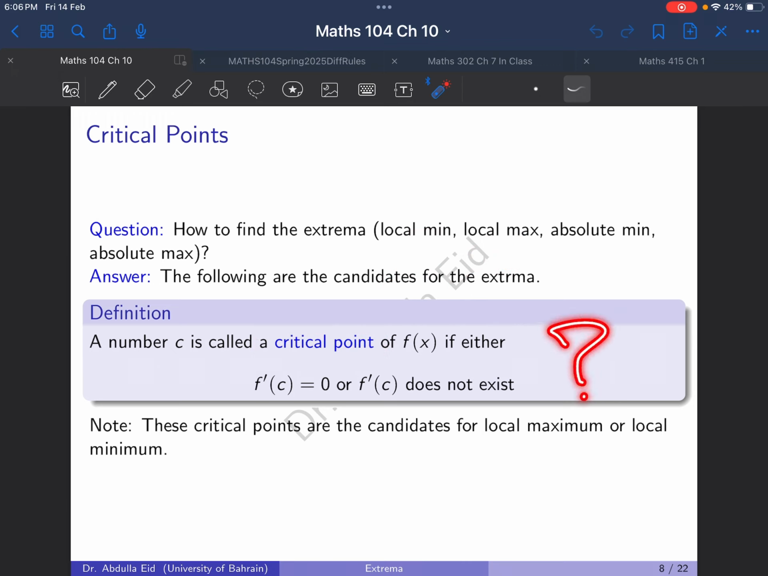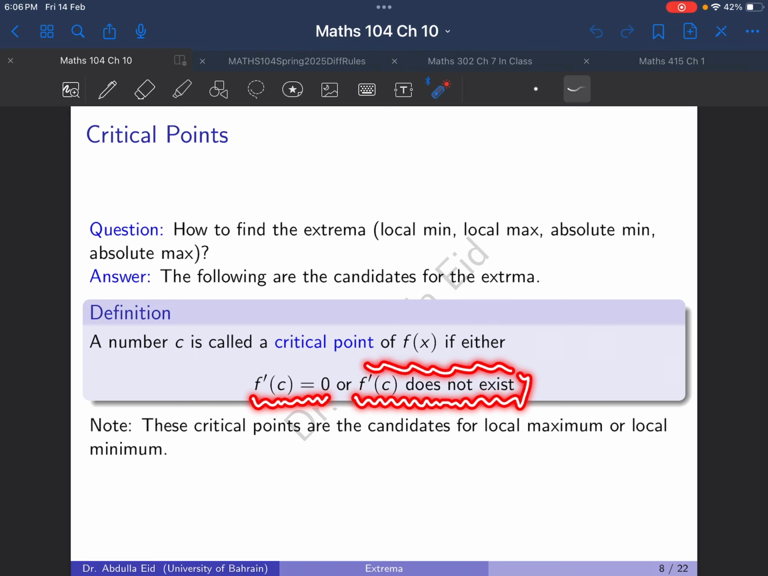How do we find the critical numbers? We have two cases. Either we make the derivative equal to 0, or we try to find where the derivative does not exist. Where do we have a problem with the derivative? Usually we have a problem if we have a denominator, and we know that the denominator cannot be equal to 0, so that is where the derivative does not exist. Otherwise, we will stick with the first case, where the derivative equals 0.